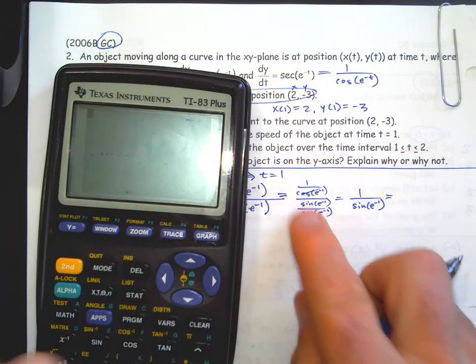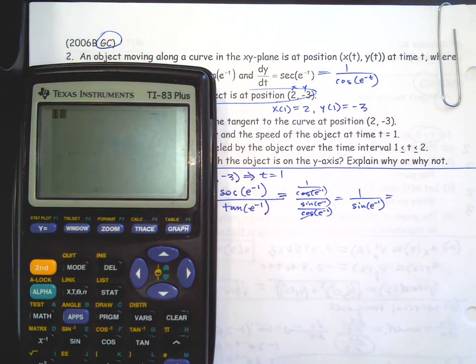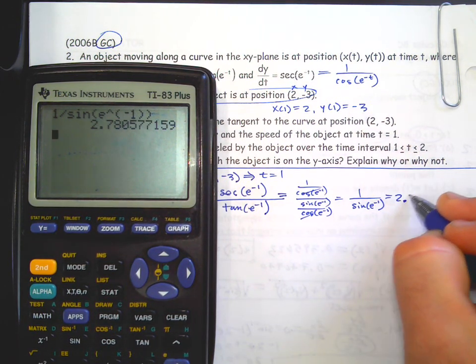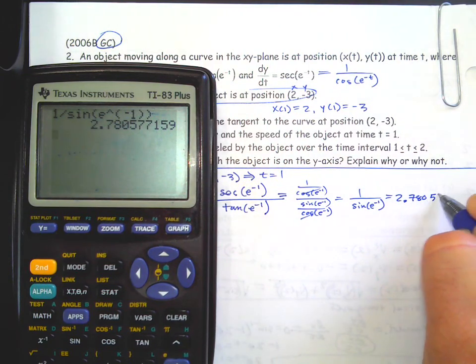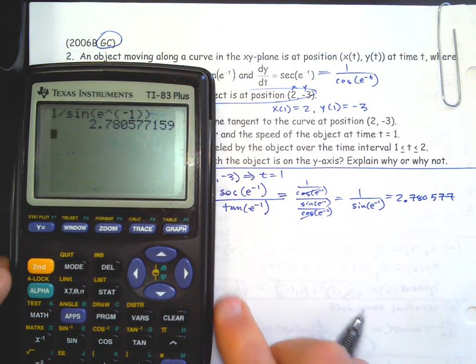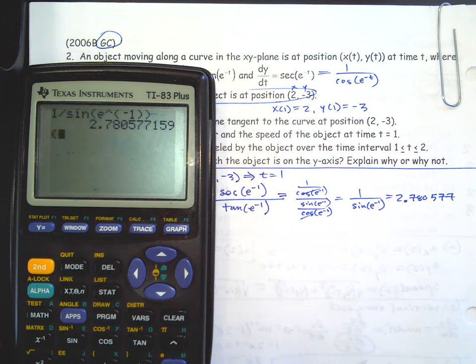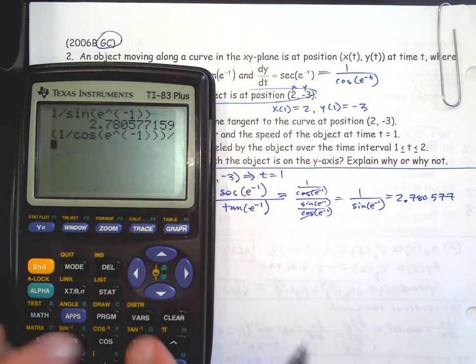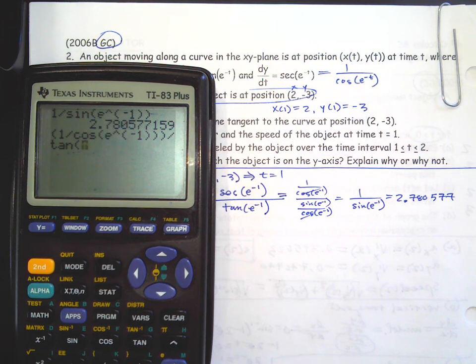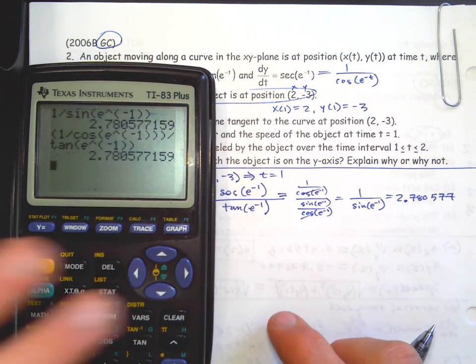Or you could just type in the original one. So we could do 1 divided by sine of e to the -1, 2.780577. Or you could do it all. I think you have to do parentheses, 1 over cosine of e to the negative 1, close, divided by tangent of e to the negative 1, same answer. Okay.